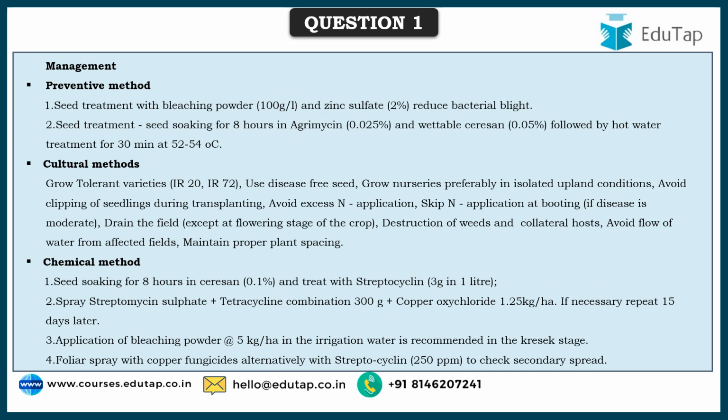So friends, these are the various management practices one can follow so as to avoid the losses due to bacterial blight. Here seed treatment can be done with various items like bleaching powder and zinc sulfate, and this is the amount that needs to be used. Seed treatment can also be done by soaking seeds in agromycin, followed by hot water treatment, and then the seeds after drying can be used. Cultural methods: growing tolerant varieties or growing nurseries preferably in isolated upland conditions, avoiding clipping, and avoiding any damage to the seedlings while transplanting, because that will create avenues for bacterial entrance.